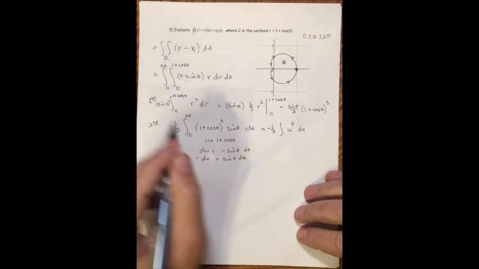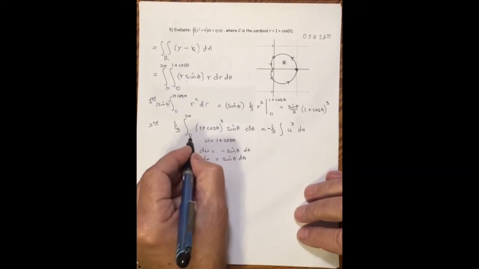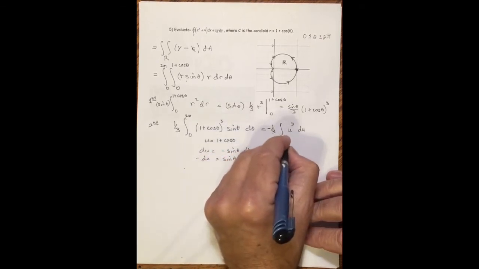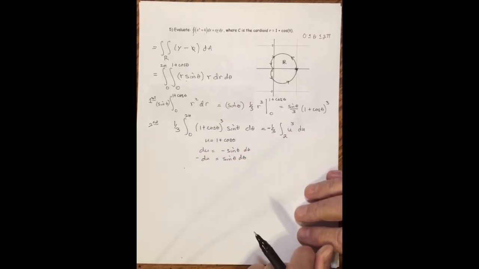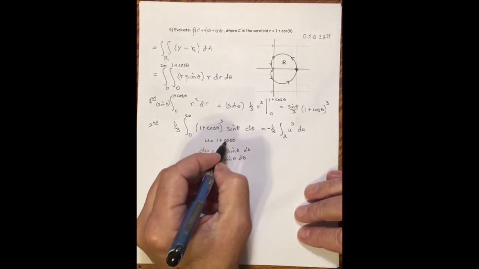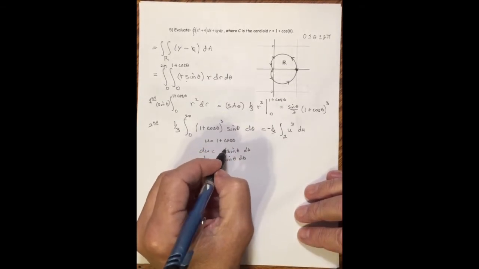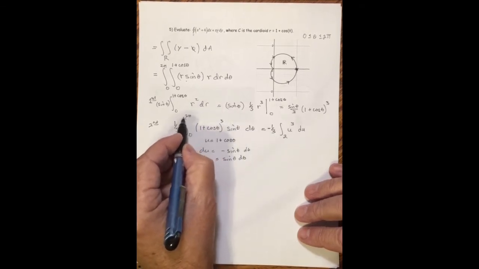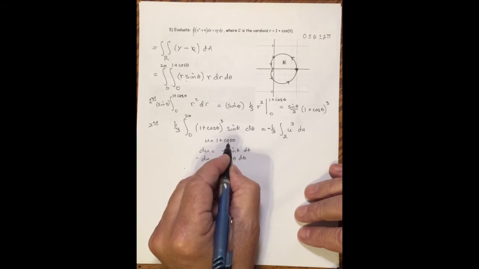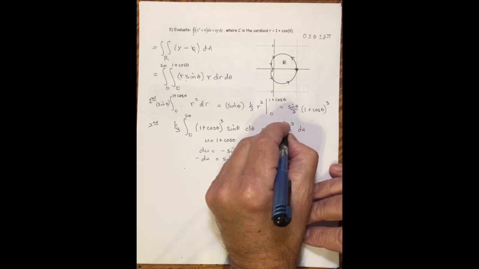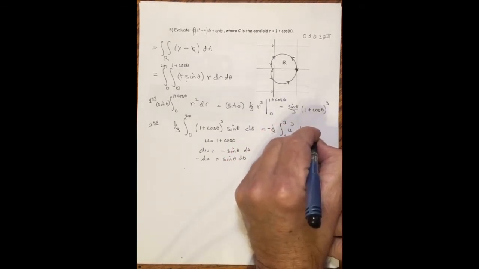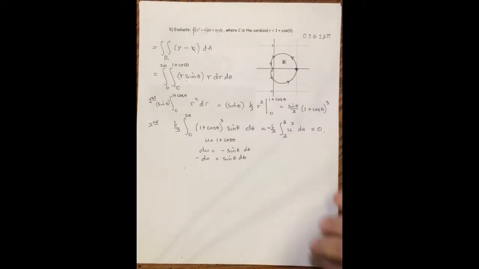Now I'm going to change the variables. When the old variable theta was 0, the cosine of 0 is 1, so we get 1 plus 1 is 2. See? And look what's going to happen. Everyone see what's going to happen? When I let theta equal 2 pi, the cosine of 2 pi is 1. That, folks, is 0.